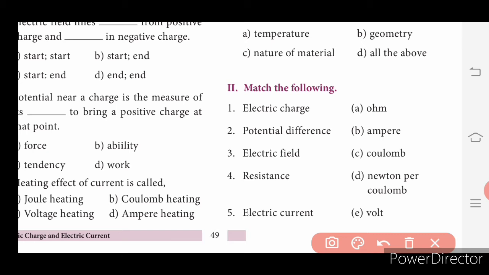Then answer for match the following. Electric charge, coulomb. Then potential difference is volt. Then third one, electric field is Newton per coulomb. Then fourth, resistance, ohm. Fifth one, electric current is ampere. Okay, so the order is 4, 5, 1, 3, 2. This is the answer for match the following.